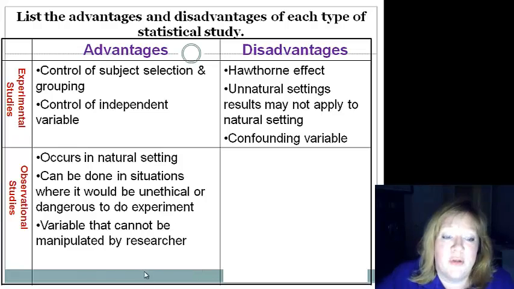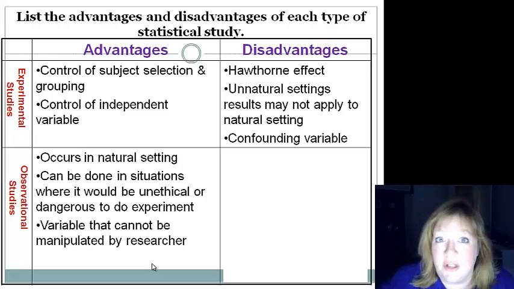It also has a variable that cannot be manipulated by the researcher. For example, when you do that speaks for itself. The researcher has nothing to do with it. It is already occurring or it has already occurred. So it is a natural phenomenon and they're just merely getting the data from that.